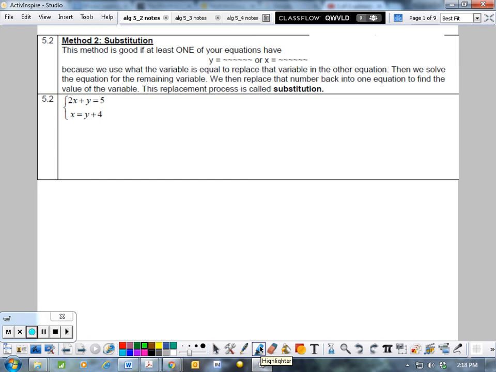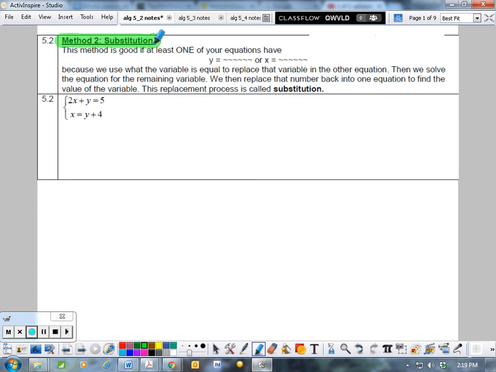This is our first algebraic method, which is really good for if your numbers are big and don't fit on the graph, or if your answers end up having decimals or fractions as answers. So this method is called the substitution method because we're going to replace things with what they're equal to.